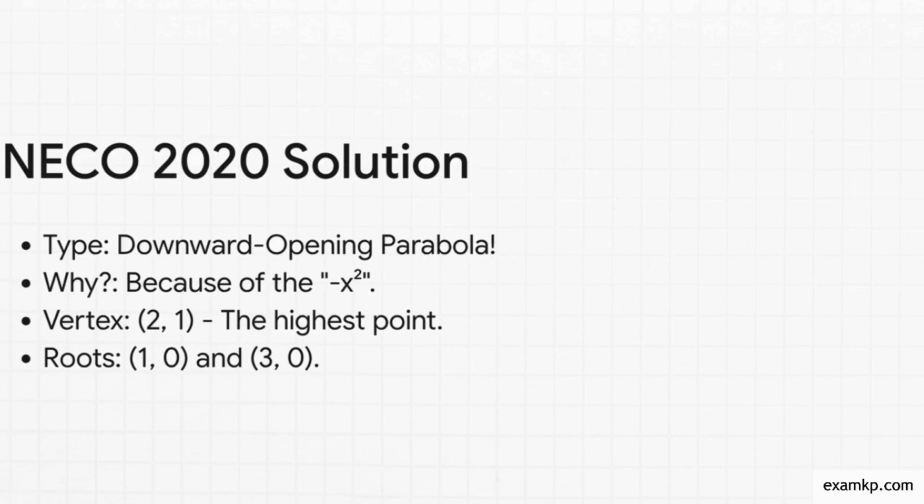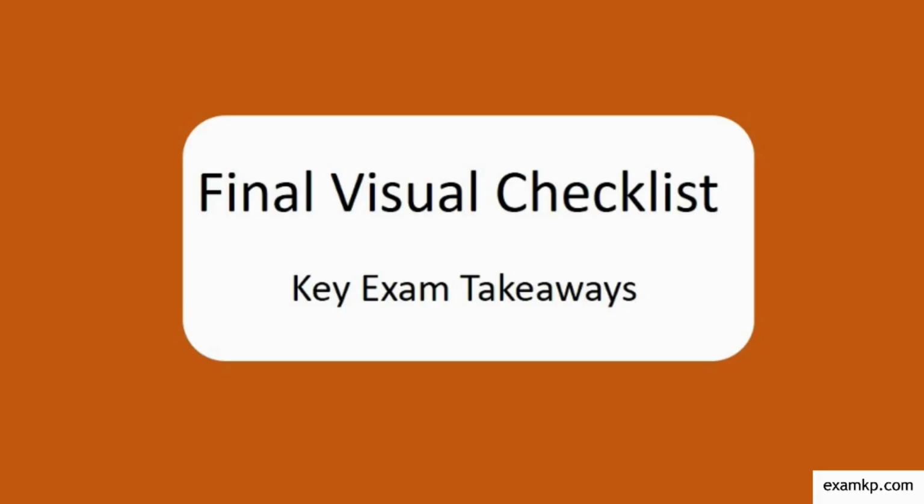Wow, we've covered a lot of ground. So let's boil it all down into one final, super simple checklist. This is the mental cheat sheet you want to take with you into your exam. Here's the bottom line. On exam day, if you look at an equation and you do not see an x squared, you know it's a straight line. Your first job is to find that y-intercept.